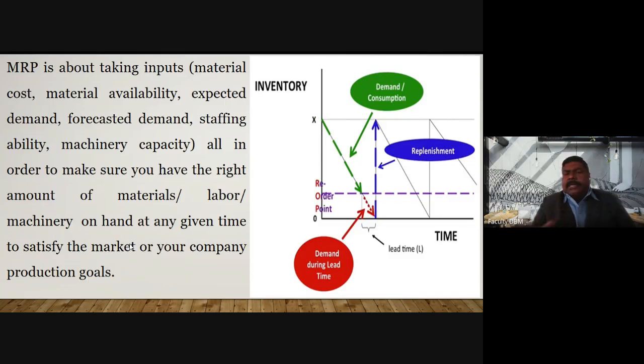Here you can see a graph wherein demand consumption is in the green lines, and replenishment is at the reorder level where we are going to add the stock. This is demand consumption. From here the stock will be reduced, and when we reach the reorder point, ROP, then we are going to go for replenishment. And here you can see the red line, that is the demand during the lead time. So lead time is heavy and the demand will be more in this area. In this graph, the Y line is the time and the X line is the quantities.